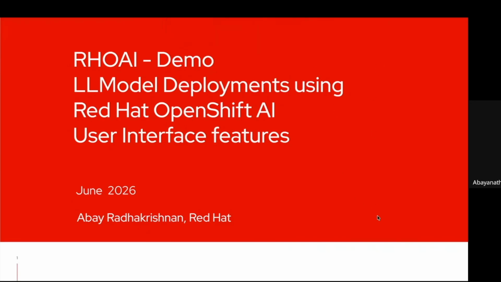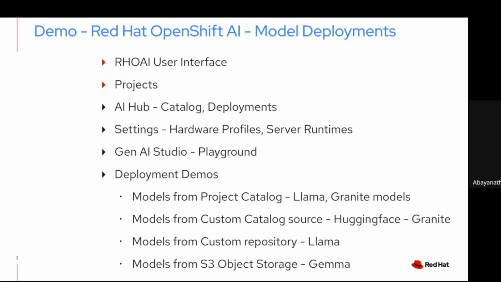Today we are going to see a demonstration of Red Hat OpenShift AI, mainly focusing on the large language model deployments. We will go through some of the user interface settings and features, but our focus is mainly on the model deployments. So we will be using the project catalog and use the model core approach to do the large language model deployment, and we will do Meta Llama as well as IBM Granite models in that approach.